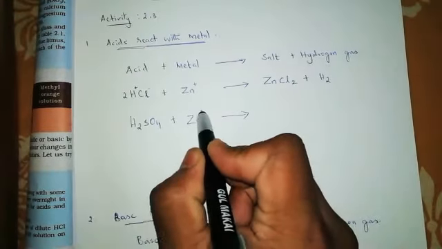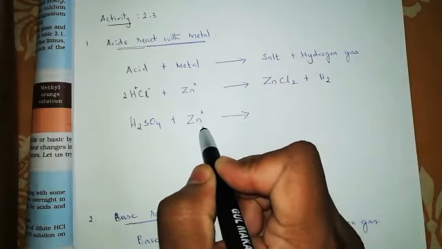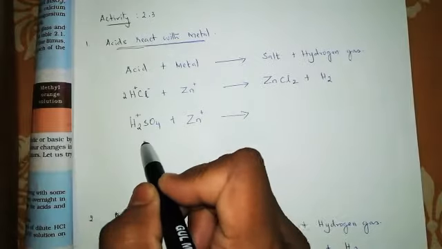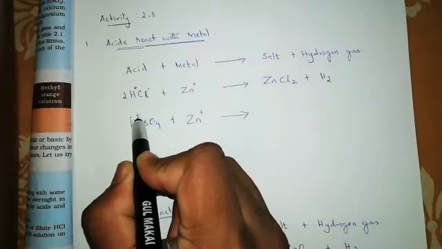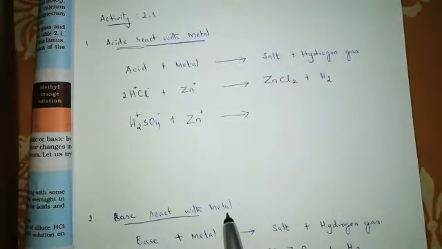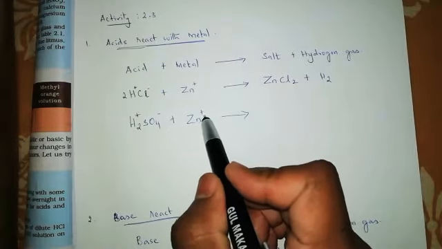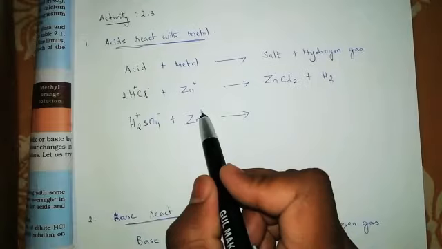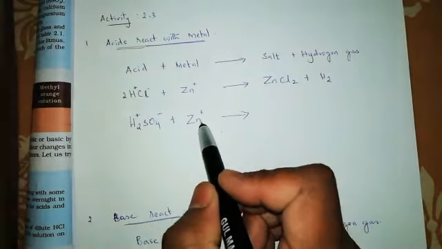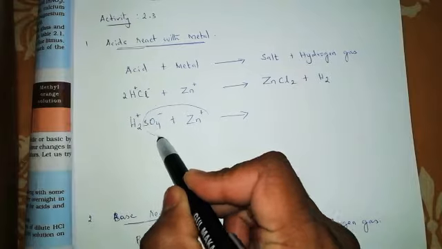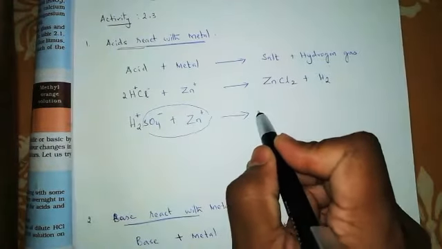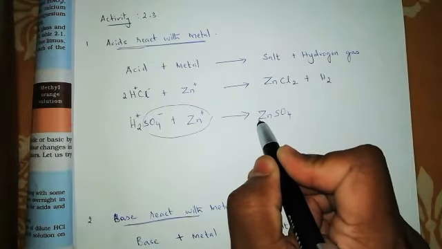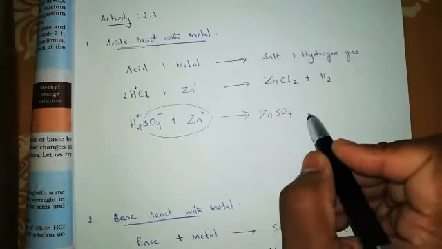Zinc is positive, it's a metal, and here in sulfuric acid we have H plus ions, right? H is always positive, and sulfate is the negative one. This positive will never accept another positive, so they always go and search for a negative. So zinc combines with sulfate and forms zinc sulfate. Always the metal should be written first and the non-metals next.